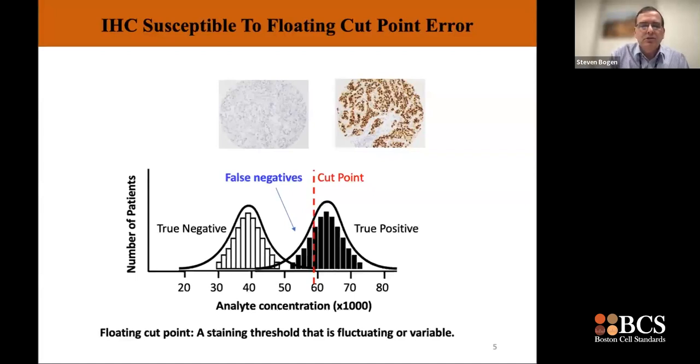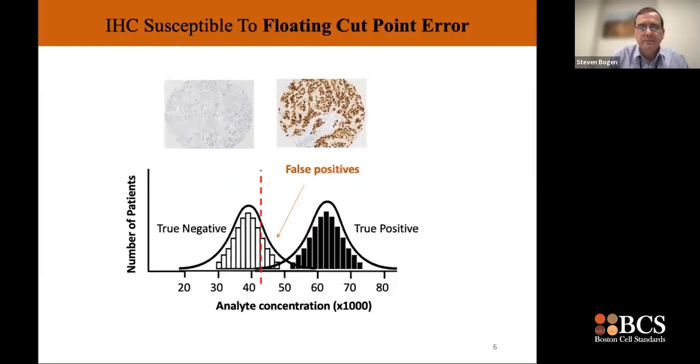Allowing that threshold to land wherever it might, such as illustrated here with the red dashed line, leads to mistakes. In clinical IHC labs, it's mainly false negatives. In this example, about 1/3 of the true positives or drug responders will test negative, false negative, because their cellular concentration is below the cut point to the left of the dashed red line.